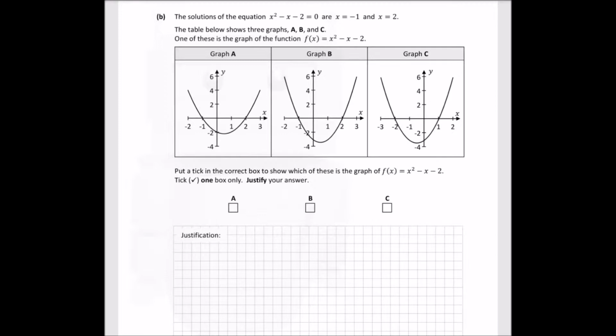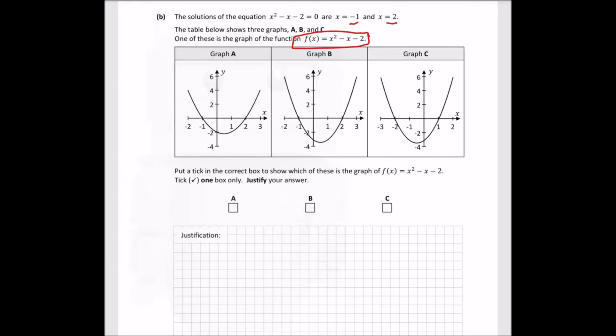The solutions of the equation x squared minus x minus 2 equals 0 are x equals minus 1 and x equals 2. So they're the roots. This is where the graph or the function crosses the x-axis. The table below shows three graphs. One of these is the graph of the function above. Put a tick in the correct box to show which of these graphs is f(x) equals x squared minus x minus 2.